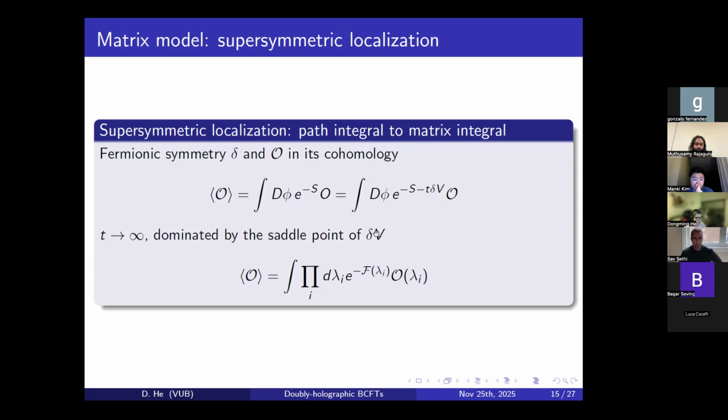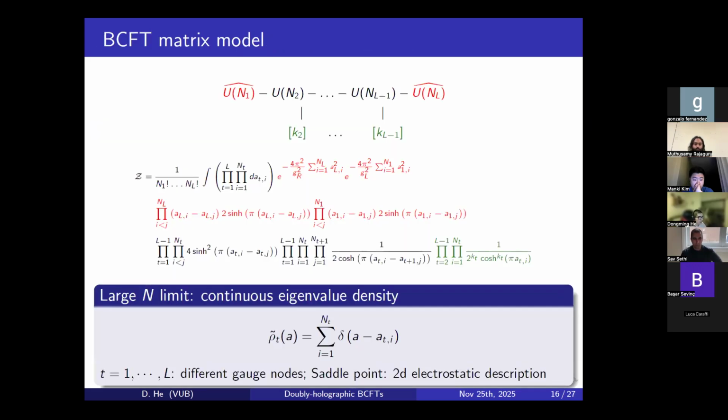And then we reduce the infinite dimensional path integral to a finite dimensional matrix integral and make computations tractable. And then I will show the matrix model of the theory that we are concerned with. It's complicated, but we can see it part by part. The red part is the four-dimensional super Yang-Mills on half space, the black part are the 3D gauge nodes, and the green part are the 3D hypermultiplets.